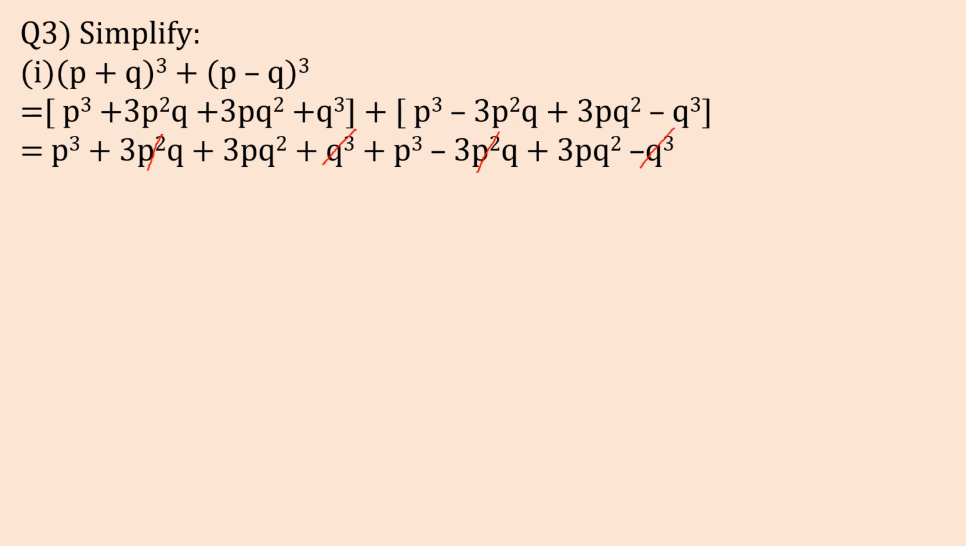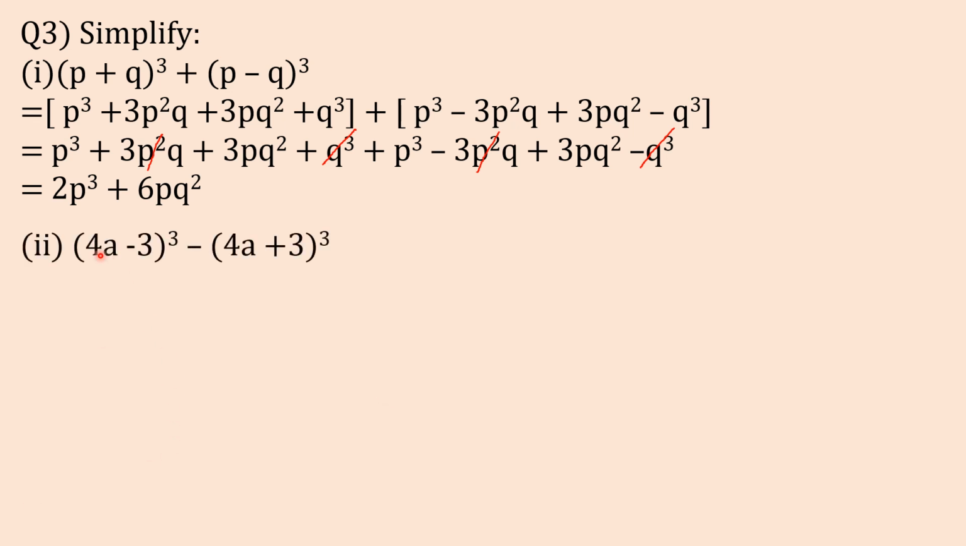Okay. Now we'll add up the like terms, that is p cube plus p cube. It will become 2p cube, plus 3pq square plus 3pq square will add up to 6pq square. Okay. Now students, let's move to the next sum.